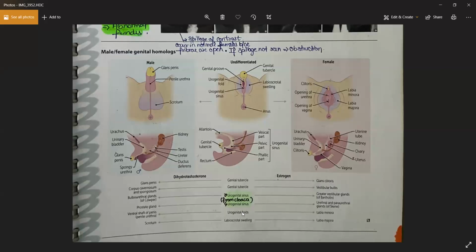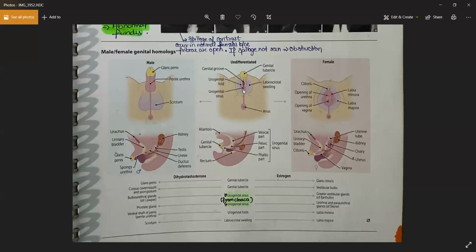Then you have the sinus. In the male, it forms the glands, which are the bulbourethral glands and the prostate gland. In the female, it forms the Bartholin glands, the urethral glands, and the paraurethral glands. So in females, Bartholin, urethral, and paraurethral glands; in the male, the bulbourethral and prostate glands. Is that okay? Yes, these are the sinus.